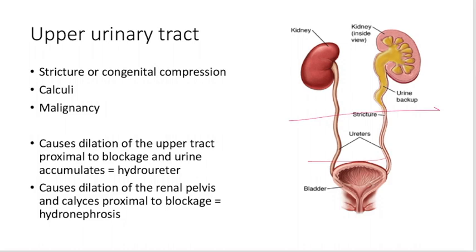So what happens with upper is that we will get a hydroureter because we have blockage. Urine accumulates, and that's what this is here. And then we also have dilation of the renal pelvis and calyces, and this is what we term hydronephrosis because it's actually in the kidney.